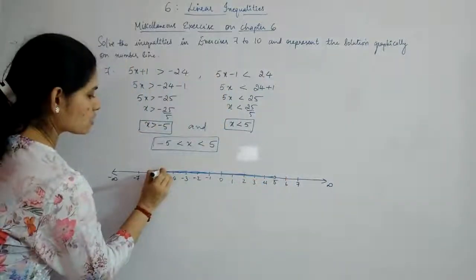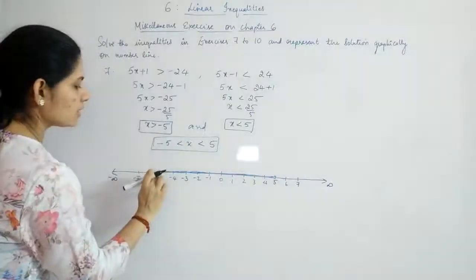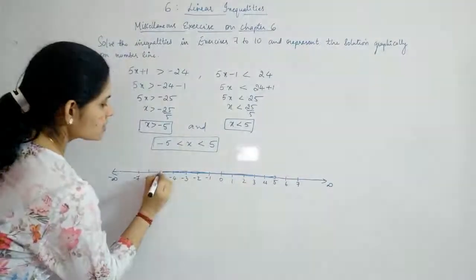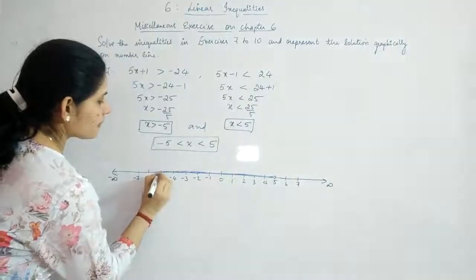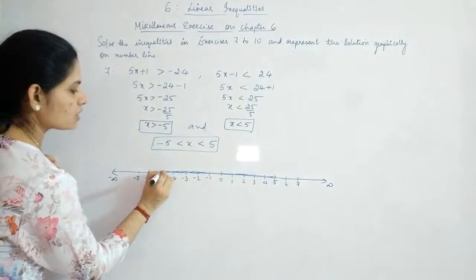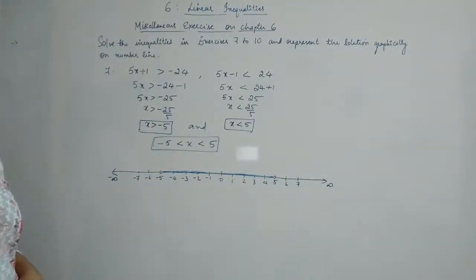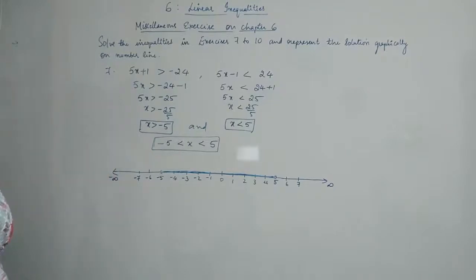Okay, hollow circle. Now, if there was an equal to sign there, then what you do is darken the circle which we have hollowed. This should be darkened there. Okay, so this is the solution for the given inequality.